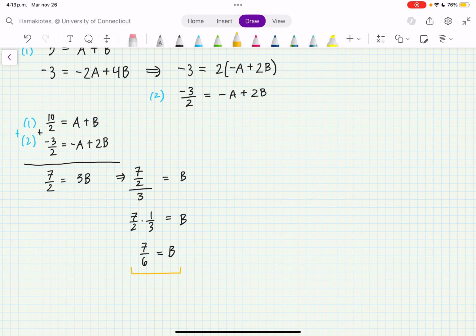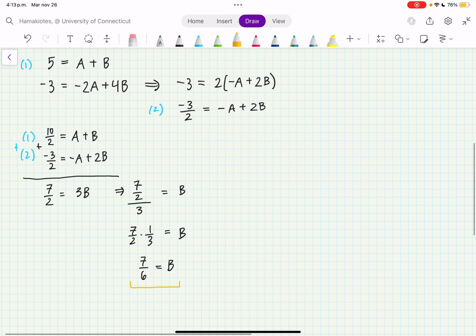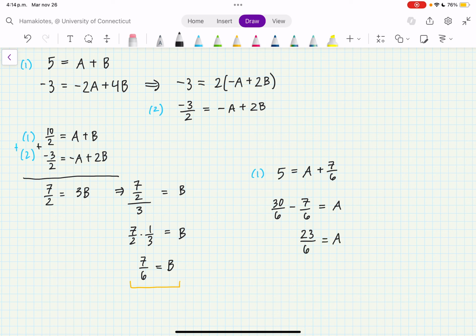Now we need to solve for A. So we know from equation 1 that 5 equals A plus B. So I can use 1 to find out what A is. So 5 equals A plus B, and we know that B is 7/6. Now I can rewrite 5 as 30/6 and subtract B from both sides to get A. So this tells me that A is equal to 23/6. So I have an A and a B.